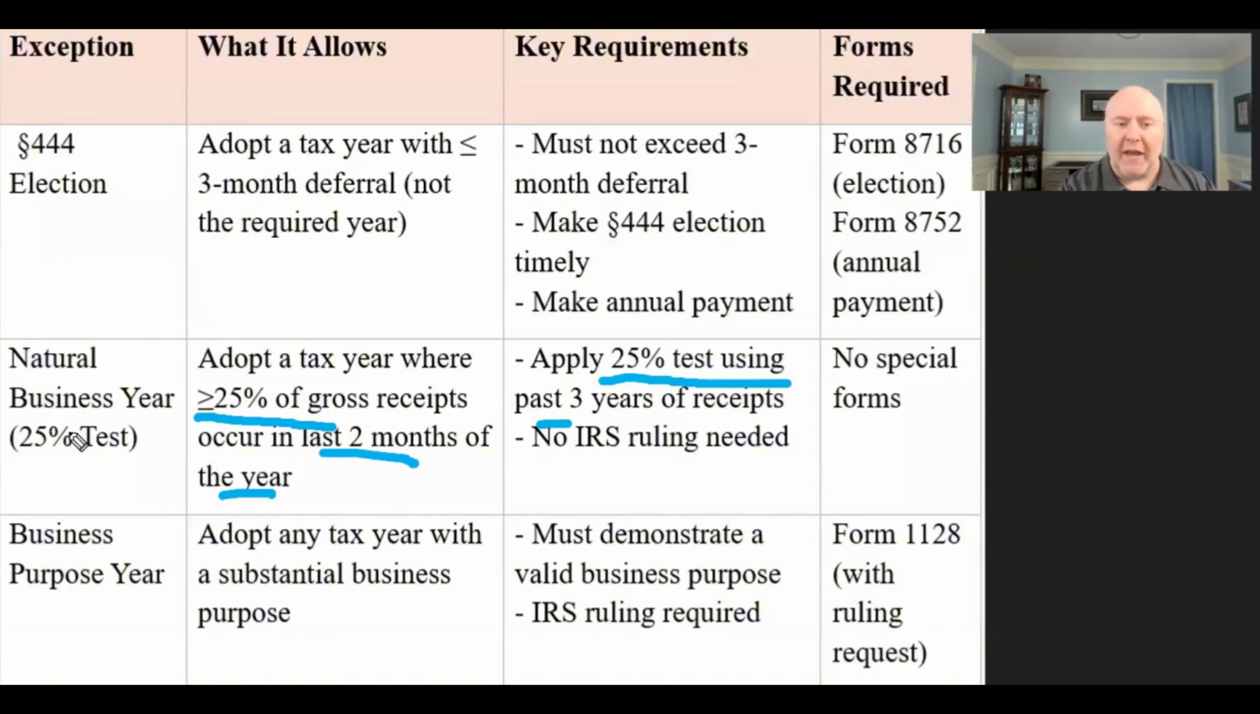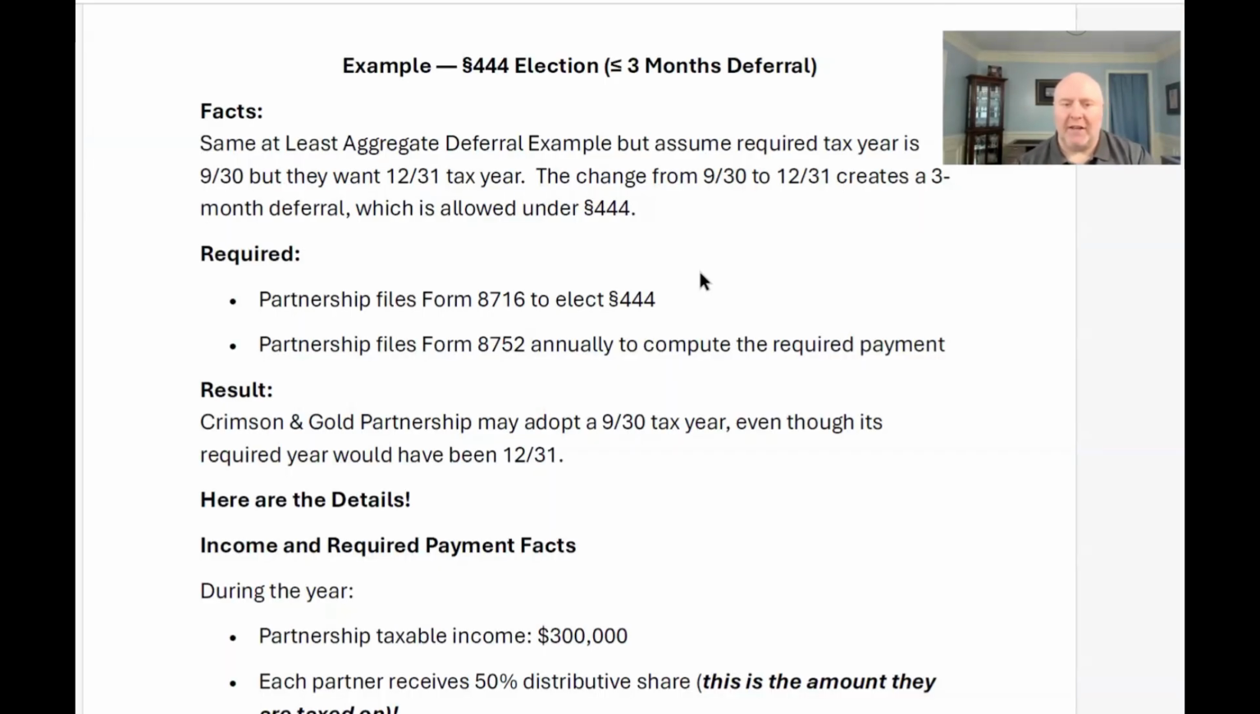All right. So let's go ahead and look at some of these problems, so we can do a problem for each of these to make sure you're comfortable with this material. So let's get to it. The first example that we're using is that 444 election, right? So we know we can't have more than 3 months of deferral. This is the most complicated one. We're going to walk through it.